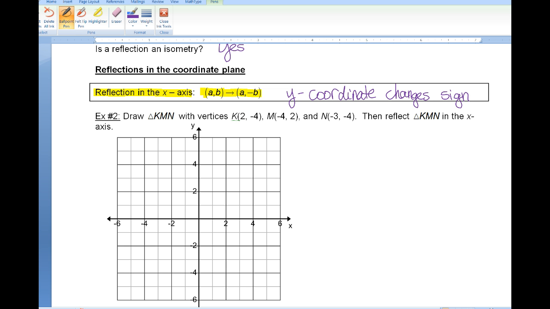So take a look at, let's draw triangle KMN. I have 2, negative 4, so here's K. And then we have negative 4 comma 2. Wait, isn't it supposed to be negative this?